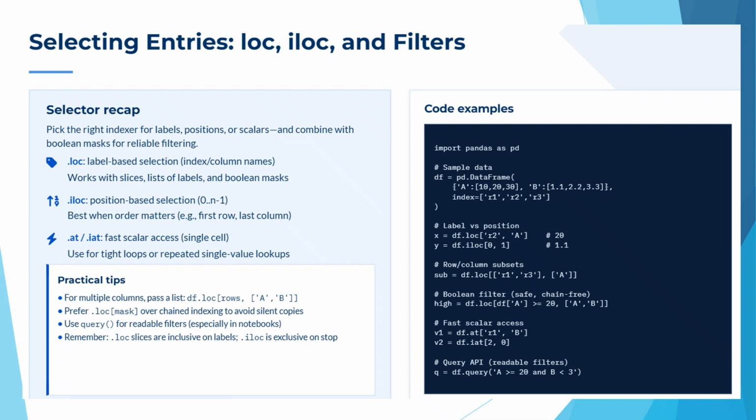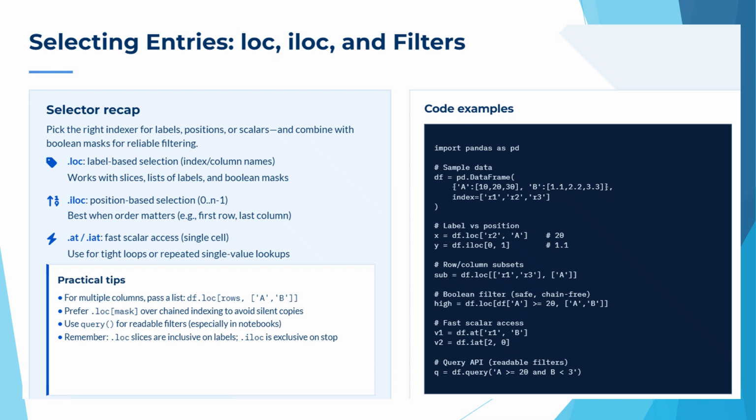The loc indexer is used for label-based selection, meaning it works with row and column names rather than positions. It supports slicing, selecting multiple labels, and even Boolean filtering, making it very flexible. For example, we can select specific rows and columns using their labels or apply conditions directly within it. On the other hand, iloc is used for position-based selection where indexing is done using integer positions starting from 0. This is particularly useful when the exact position of data is known or when working with ordered datasets.